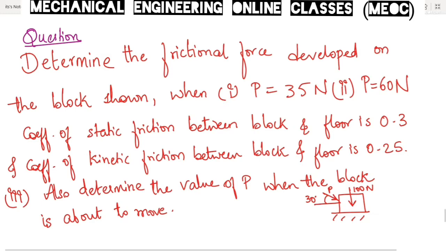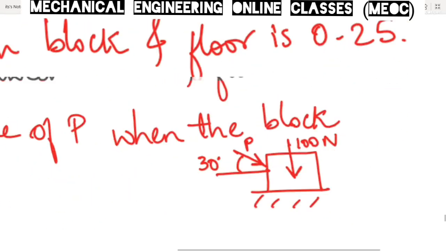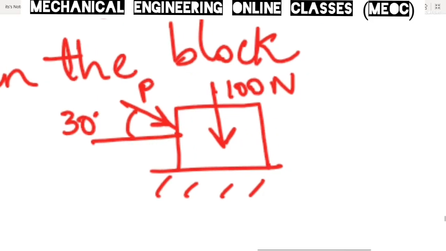The coefficient of static friction between the block and floor is given as 0.3 and the coefficient of kinetic friction between the block and floor is given as 0.25. So for different values of P, 35 Newton, 60 Newton, we have to find the friction that is developed. And also we have to find the value of P when the block is just about to move, that is, at the impending motion of the block, we have to find the friction.